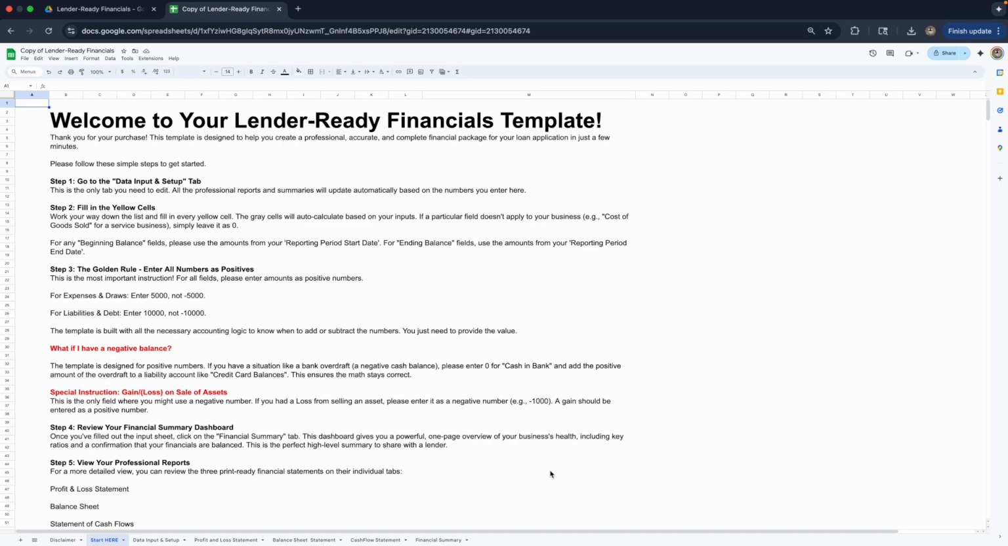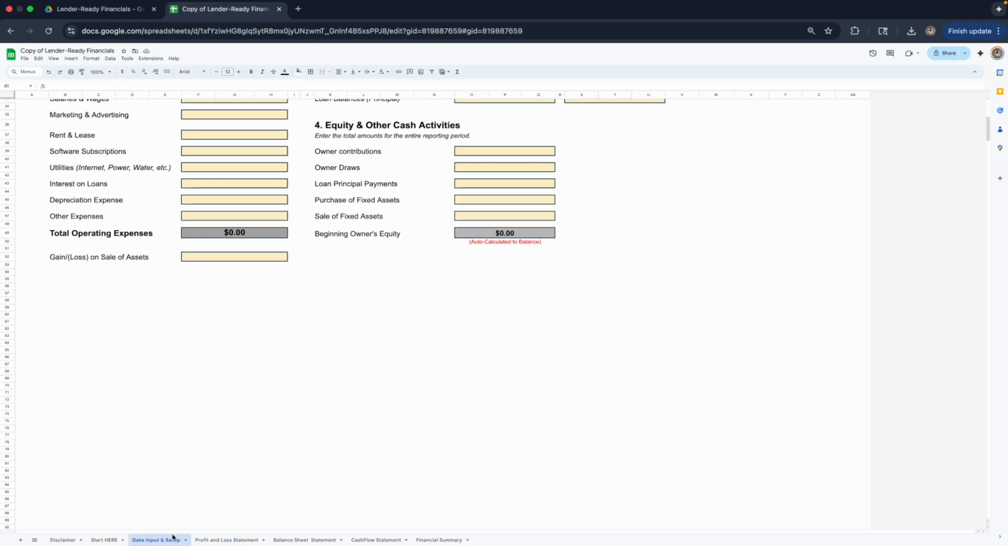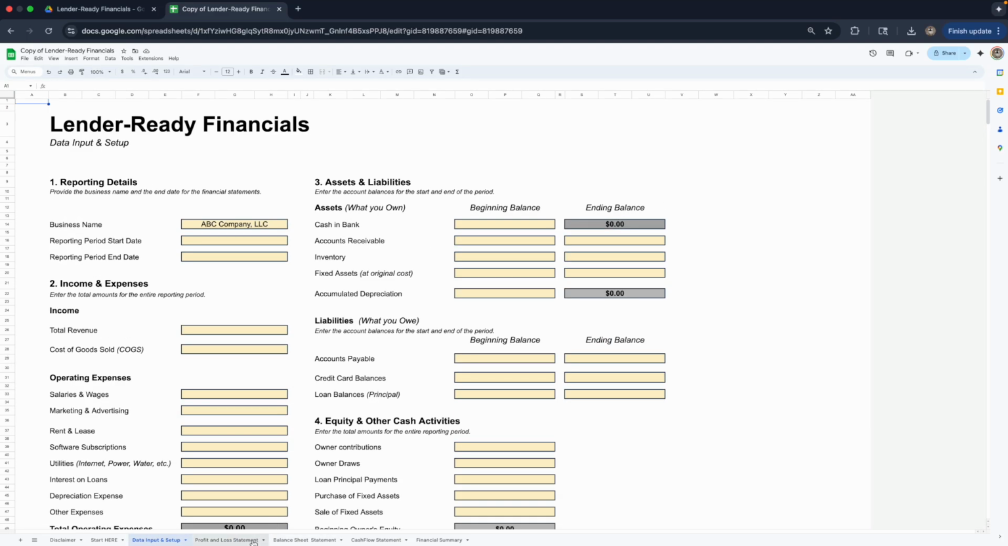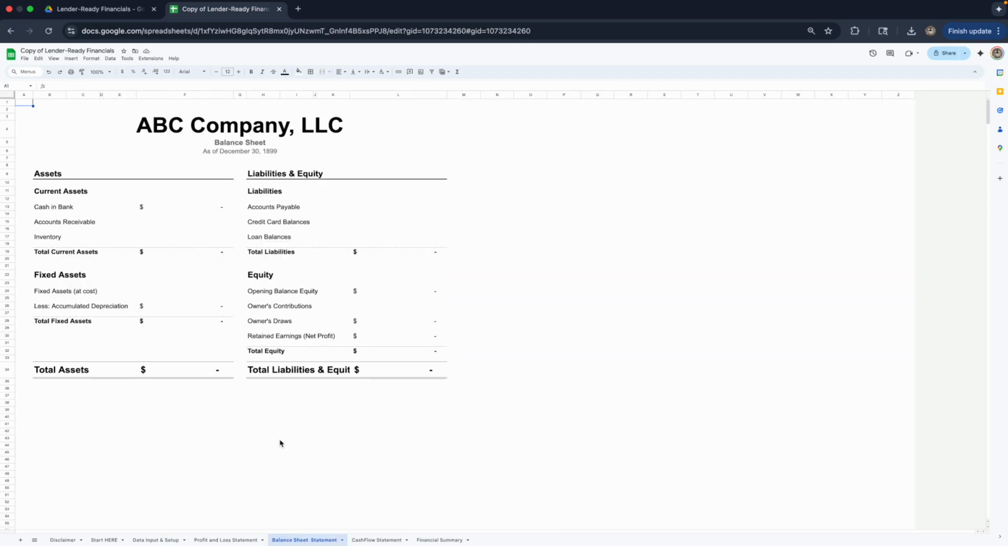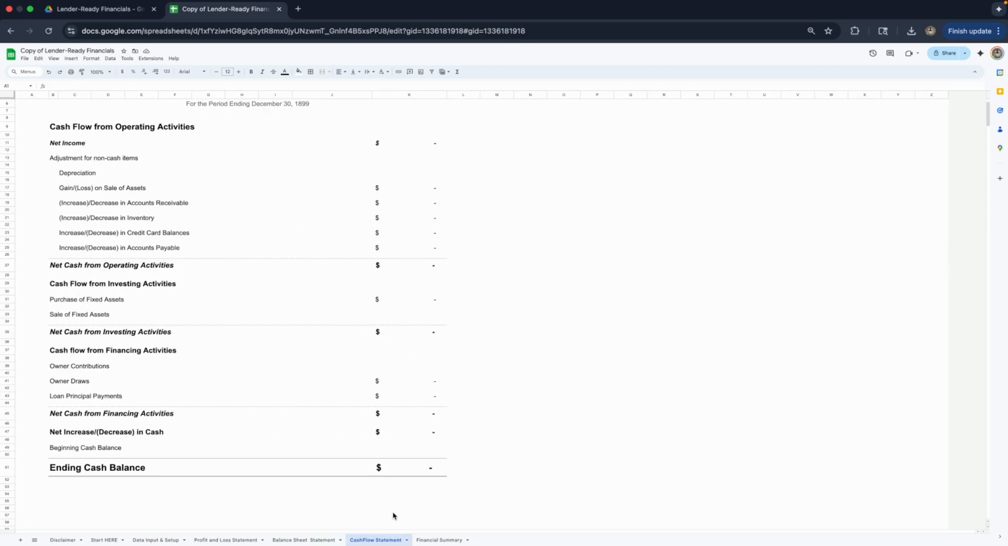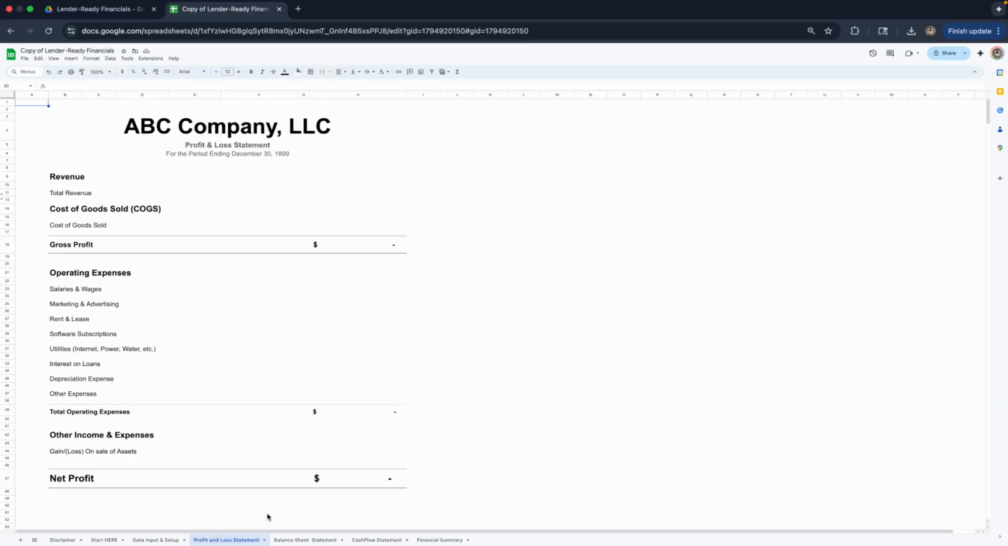So I built this template mainly for small business owners so that they could generate their own financial reports. If they need to get a loan, you need to provide different financial statements. Mainly those are the three core financial statements: the balance sheet, the cash flow, and the profit and loss statement. This template is designed to do that.